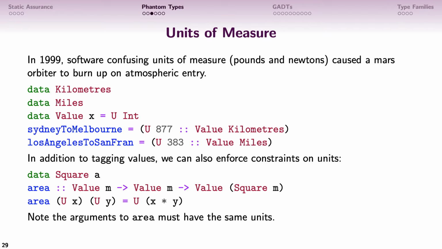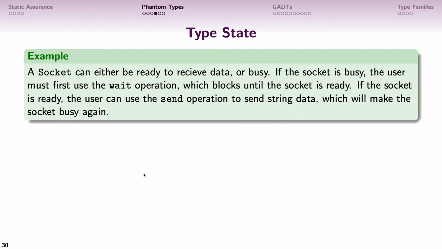A third case is the use of phantom types for enforcing ordering on operations. So if I have a socket, like a network socket or something like that, it has two possible states it can be in. It can be either in a state where it's ready to receive data, or a state where it's busy because it's sending data, let's say. Or let's just have an output-only socket, so it's ready to send or it's busy sending.